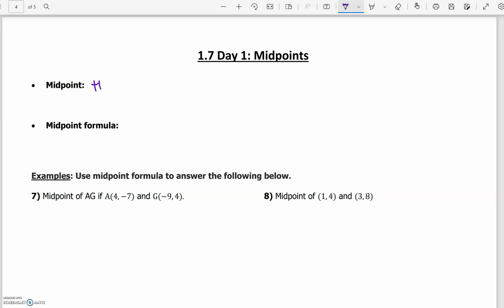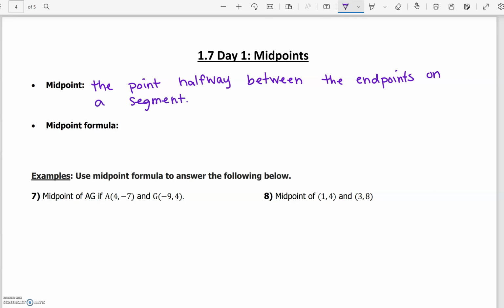So the point halfway between the endpoints on a segment.